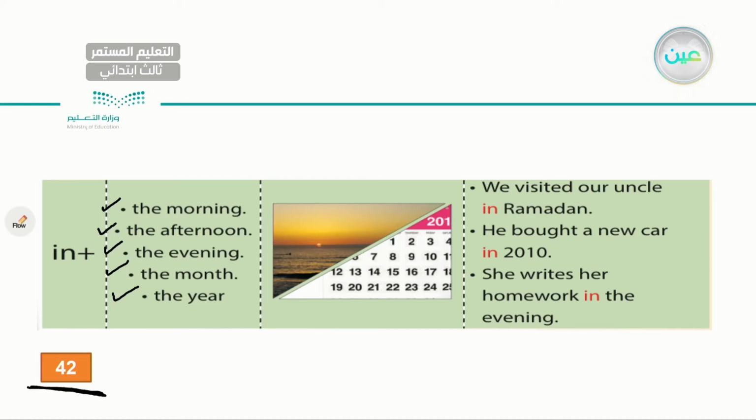Let's read the examples together. We visited our uncle in Ramadan. Very good. As you noticed, I use in with a month. Ramadan, in Ramadan. He bought a new car in 2010. So I have a year here, in 2010. Very good. She writes her homework in the evening. Very good. So again, I use in with parts of the day, months, and a year. Very good, my dear student.